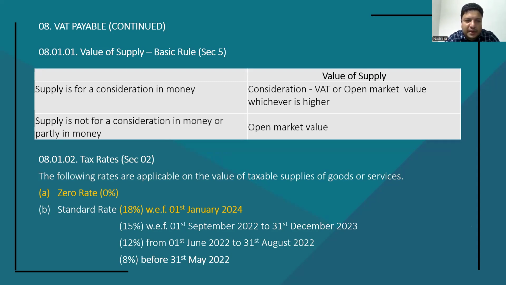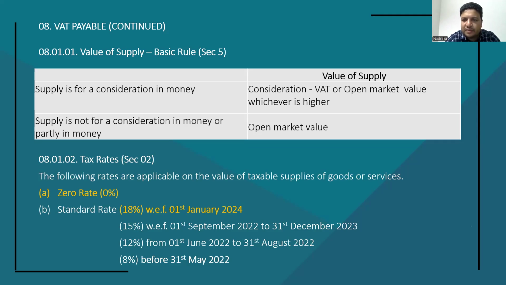Right. If the supply is for a consideration in money, you supply goods or you supply services and you get a consideration for that. So what is the value of supply? Consideration minus VAT or open market value, whichever is higher. The consideration you get, from that you deduct VAT and you compare that amount with the open market value. So generally, these two amounts should be equal. You sell the product at the open market value and you add 18% on that. Then from the consideration you get, you remove 18% VAT. Then what is left is the market value, open market value.